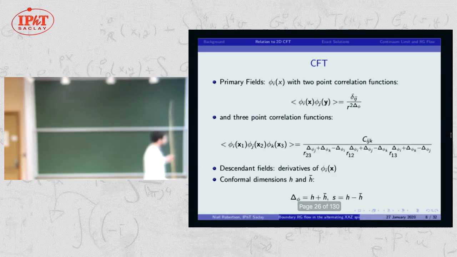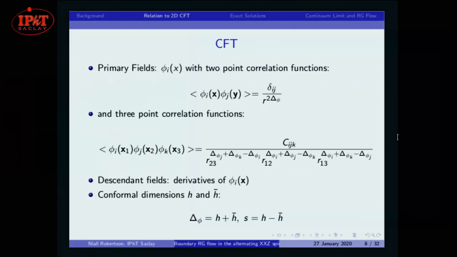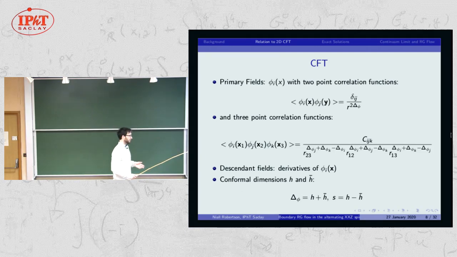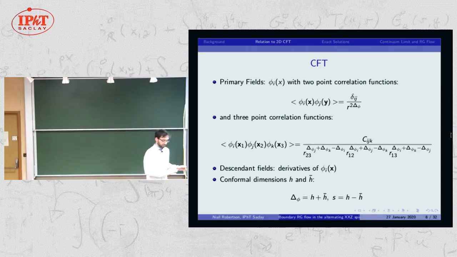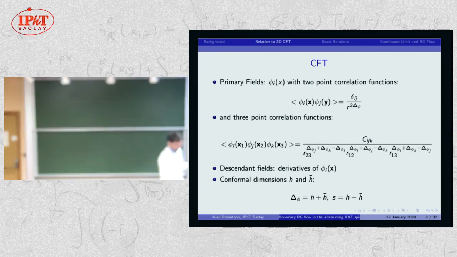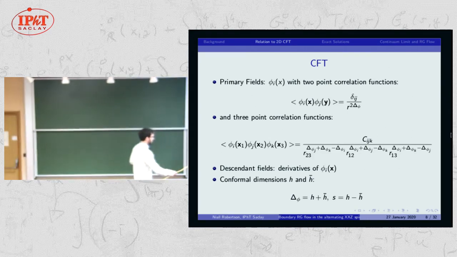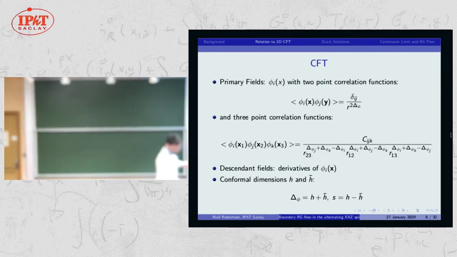And just to say then that the main numerical quantities of interest for us in this talk will really be these conformal dimensions h and h bar. The scaling dimensions that I introduced up here are written in terms of these h and h bar as just the sum, and then the spin of any field is given by the difference. So that's just a very, very brief overview of conformal field theory, really just to introduce the notation that I will use in this talk.